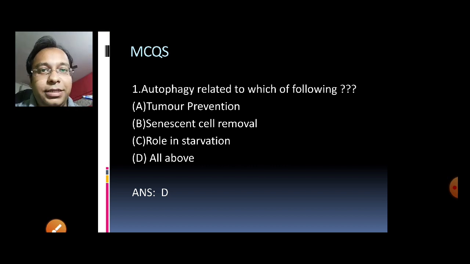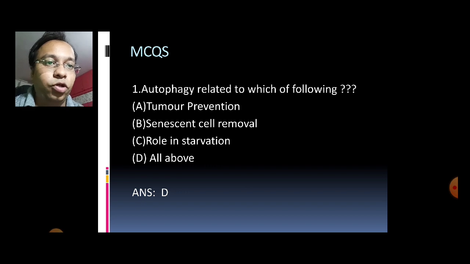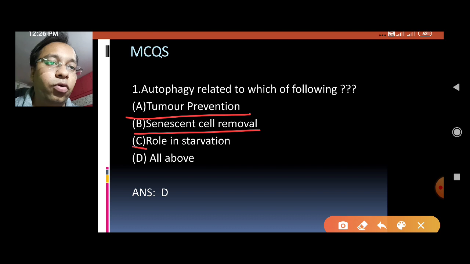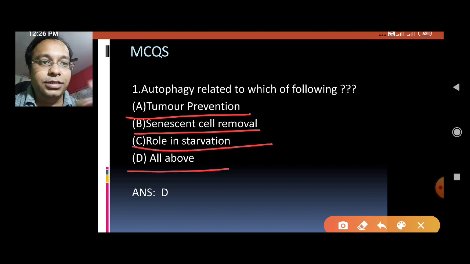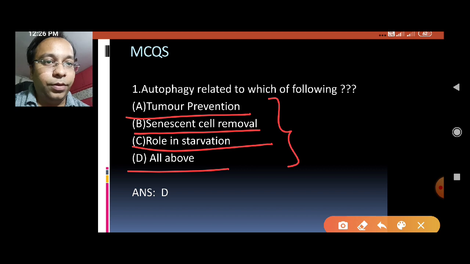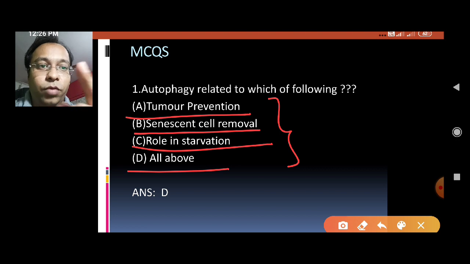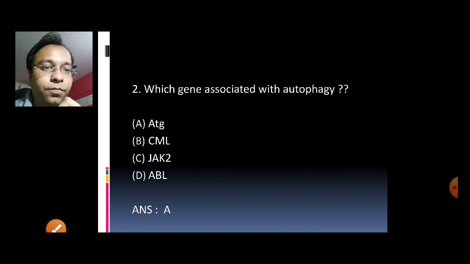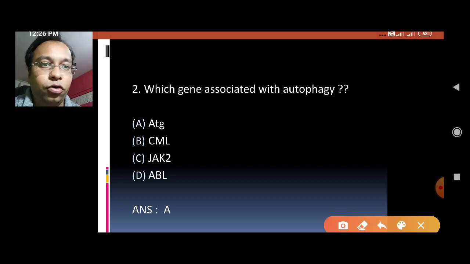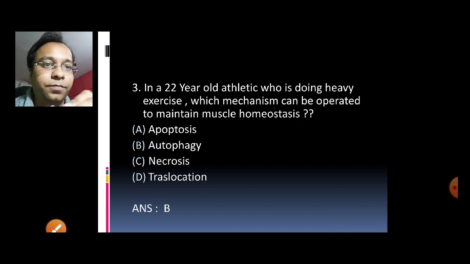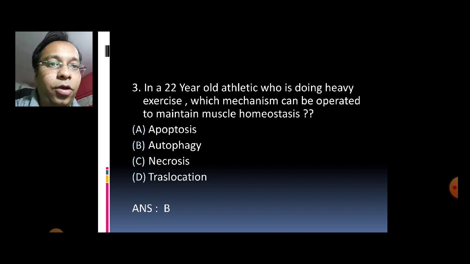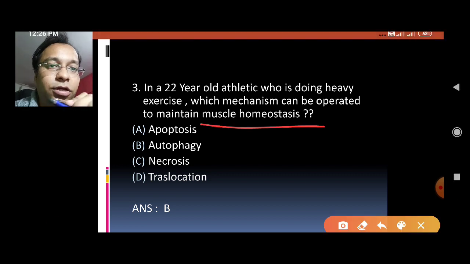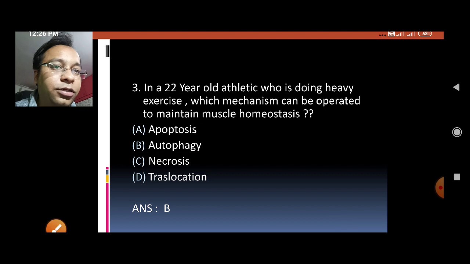Okay, now we will see some of the MCQs. Autophagy is related to which of the following? Tumor prevention, senescent cell removal, role in starvation, or all of the above. As we have discussed, it helps in all three. It will prevent tumors, it will remove senescent cells, and it has a role in starvation for survival. So your answer is all of the above. Which gene is related to autophagy? Your answer will be the ATG gene. In a 22-year-old athlete doing heavy exercise, which mechanism can be operated to maintain muscle homeostasis? Obviously your answer will be autophagy. It will help in maintaining muscle homeostasis.